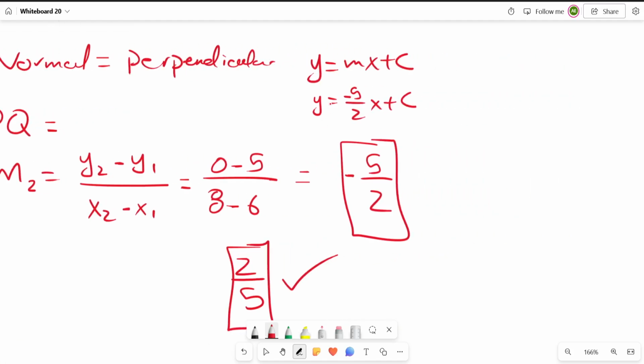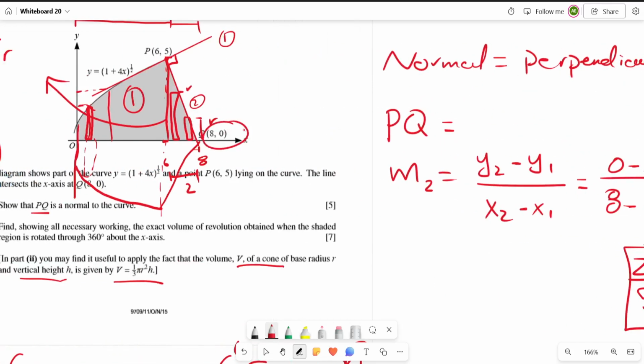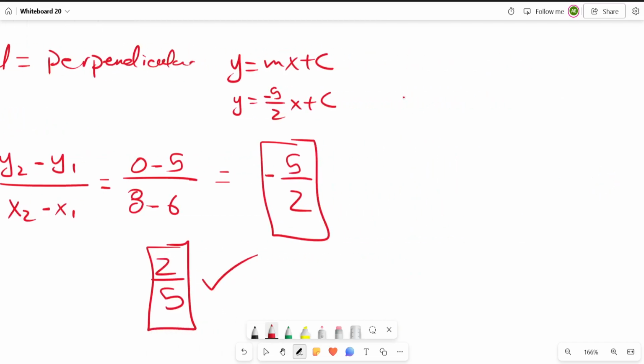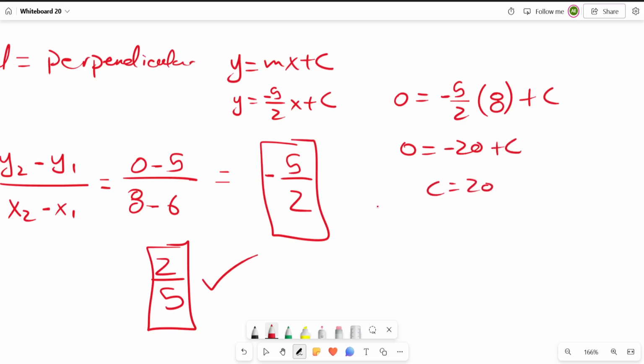I can substitute any point. Let's substitute 8 and 0 into here. So y is 0 equals negative 5/2 times x is 8, plus c. So 8 divided by 2 is 4, and 4 times negative 5 is negative 20. So 0 equals negative 20 plus c. That makes c equals 20. Now my y is equal to negative 5/2 x plus 20.